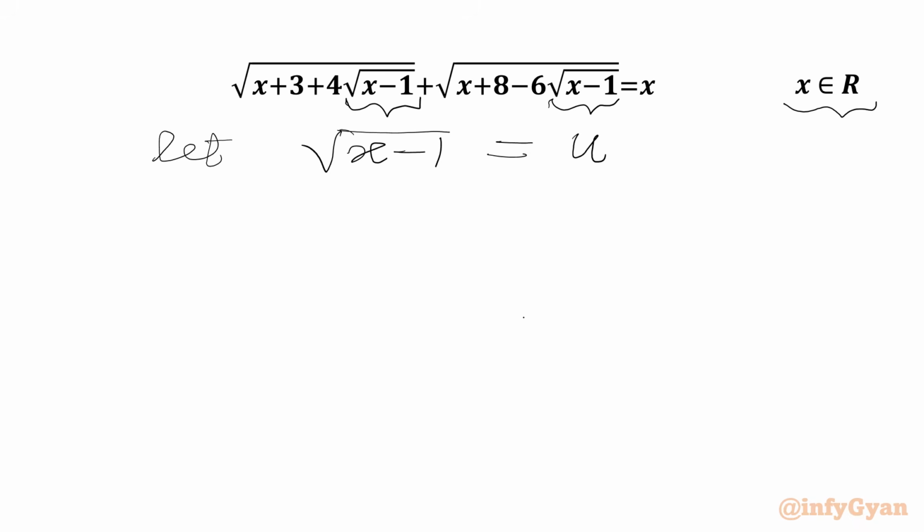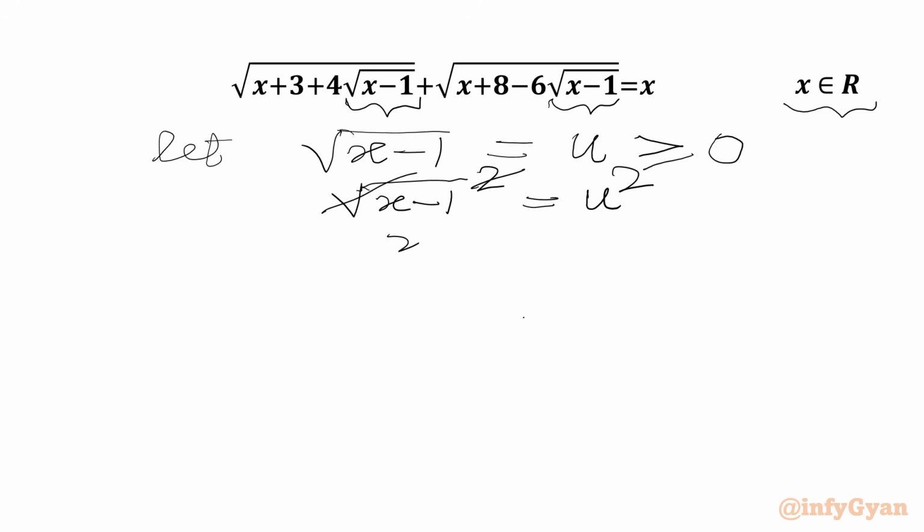So we can write one condition on u. The square root cannot be negative, it must be non-negative. So u must be greater than or equal to 0. Now we'll be squaring both sides. So (square root of x minus 1) whole square equals u square. Square root and square will get over. We'll write x minus 1 equal to u square.